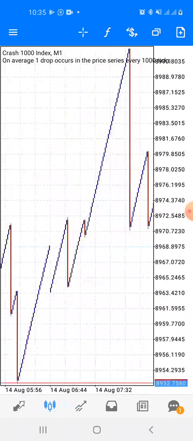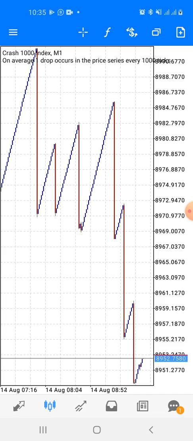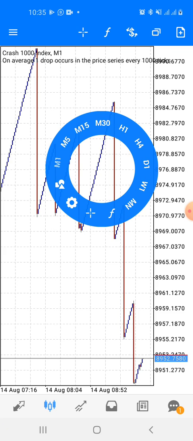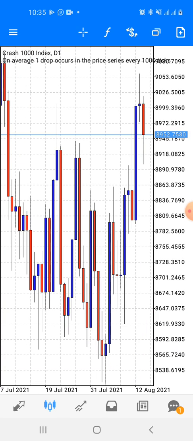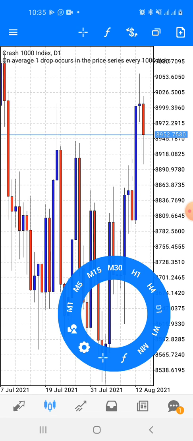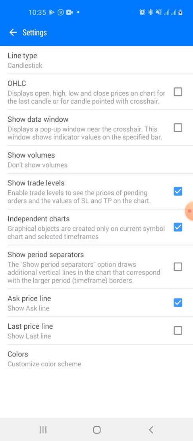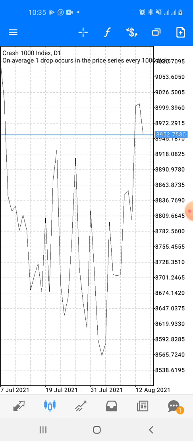So this is the chart, and this is Crash 1000, and this is the M1 time frame. What you are going to do first is change the time frame to the daily time frame. So this is our daily time frame, and I would also like to change my chart to the line chart. You just go to your settings, go to line type, and change it to the line chart. So you go back, and you can see that we have the line chart.